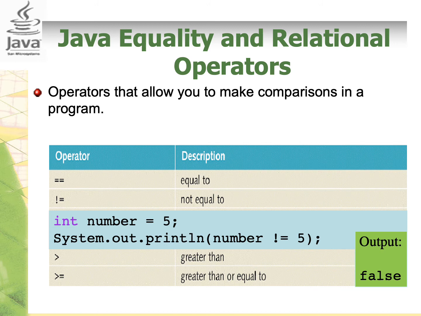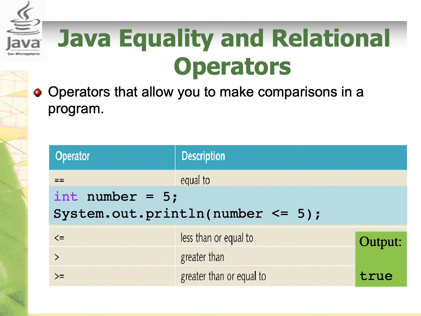Next, we have exclamation mark and equal, which means not equal to. Similar code as before, we would write number != 5. It will display false because number is equal to 5. We also have less than or equal to. If we do number <= 5, it will display true because it has two options. Either the number is smaller than the number that it is being compared to or has exactly the same value. In this example, variable number has the value of 5, which is exactly the same as the compared number. That's why the result is true.